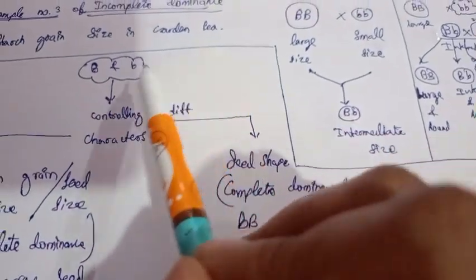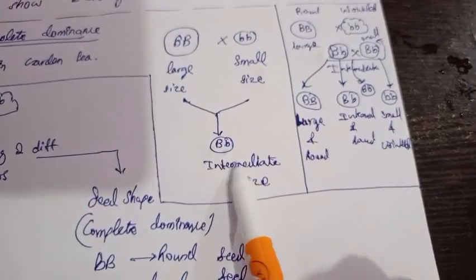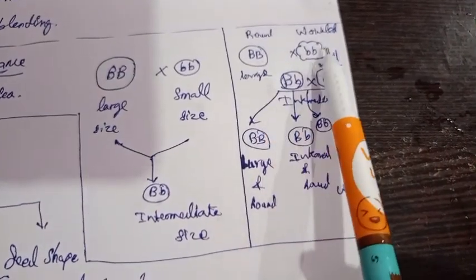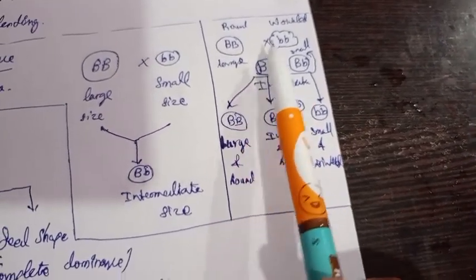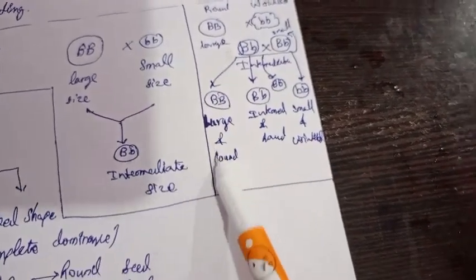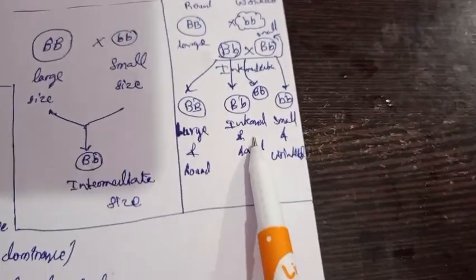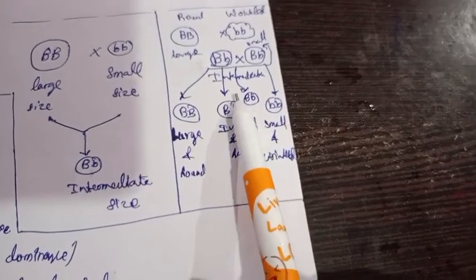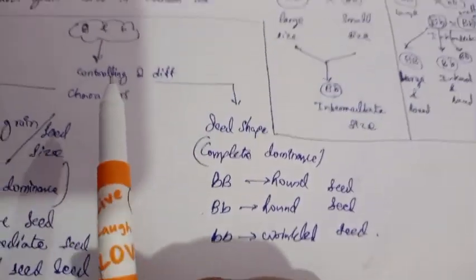Example number 3, incomplete dominance: starch grain size in garden pea. When large size and small size are crossed, we get intermediate size. When round and wrinkled are crossed, large round, large wrinkled, small round, small wrinkled, we get large and round, then intermediate and round, then intermediate and round, small and wrinkled.